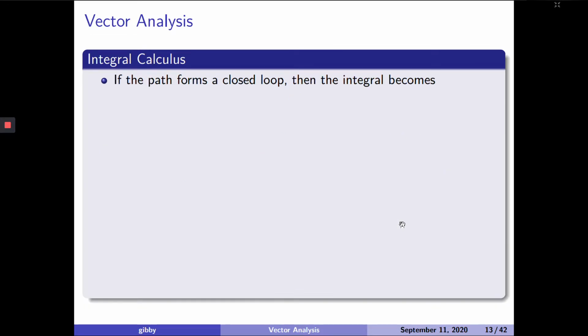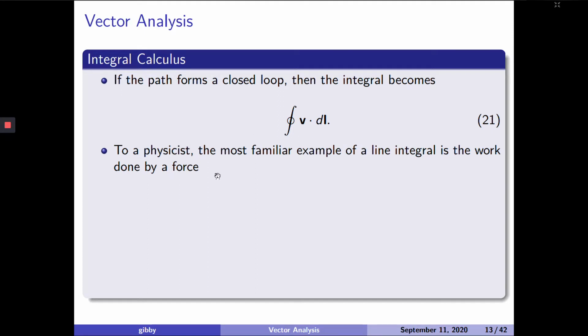Now if the path forms a closed loop, then the integral becomes this. So this is a closed loop, the integral of v dot dl. And to a physicist, the most familiar example of a line integral is the work done by a force. So you've seen this example before. This is a classic example of a line integral. So we have a line integral of force dot dl, and this is your work, given in equation 22.